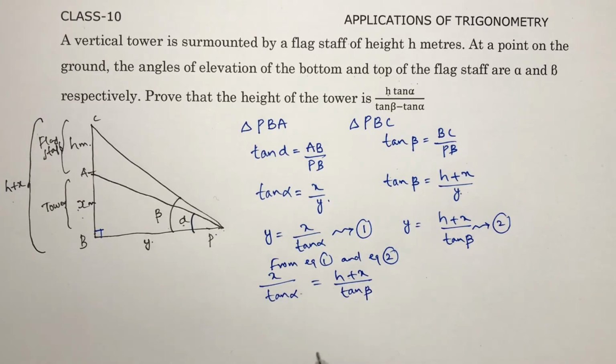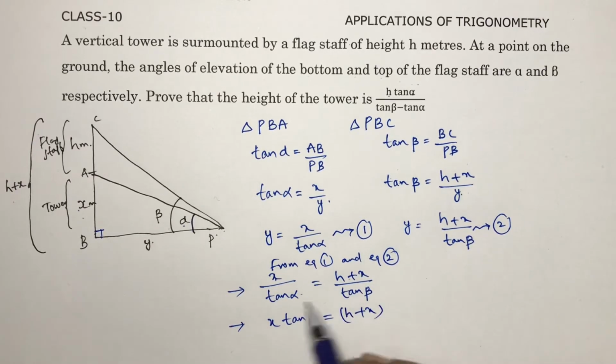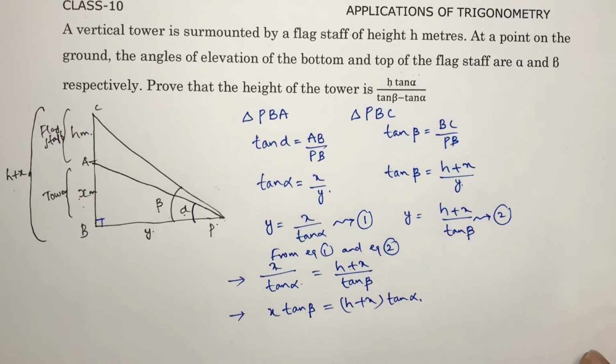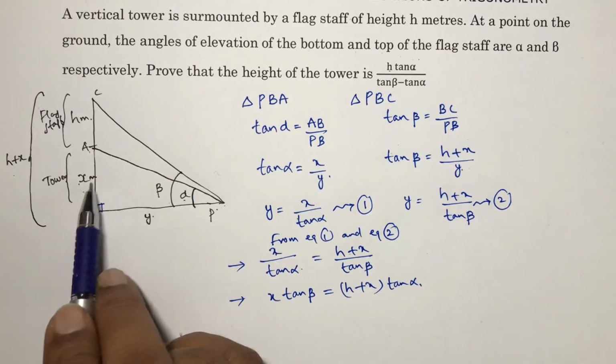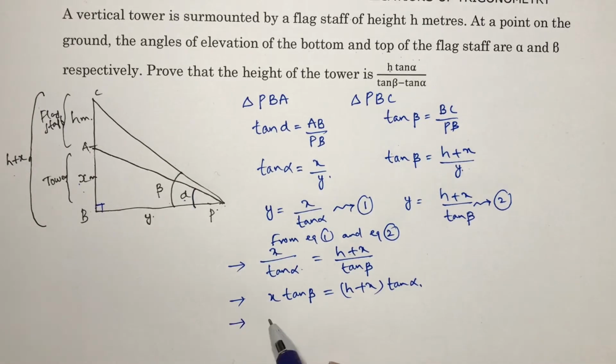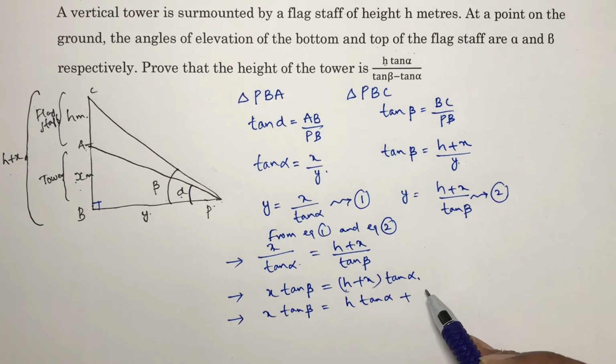If I cross multiply, x tan beta equals h plus x tan alpha. Now see here, we need to find x. We need to find the height of the tower, which is nothing but x. So x tan beta equals h tan alpha plus x tan alpha.